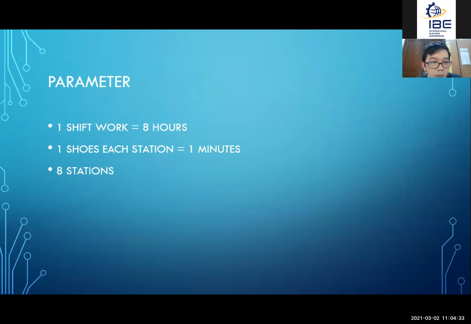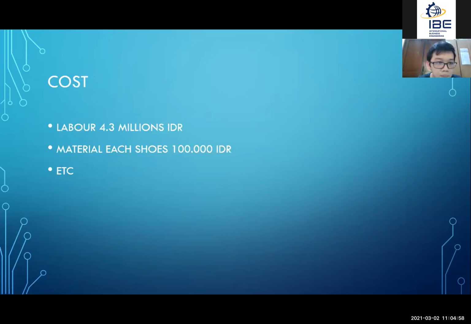One shift of work is equal to 8 hours, and one shoe at each station takes 1 minute. There are 8 stations, like stitching, cutting the material, gluing the shoes, quality control, and others. Okay.